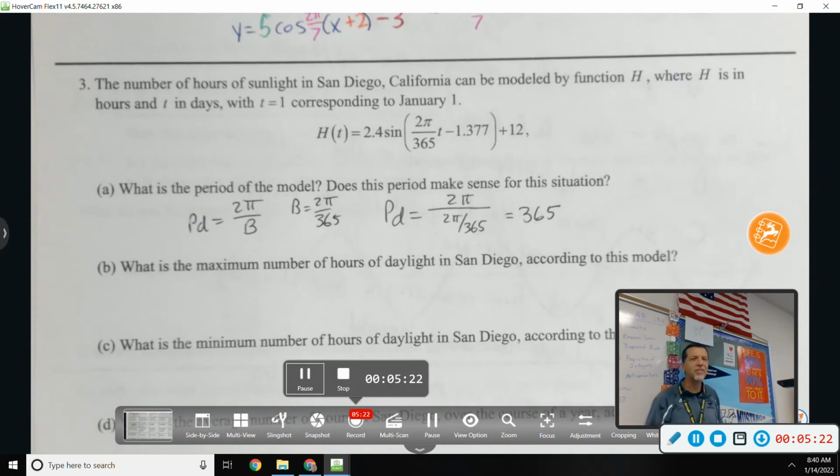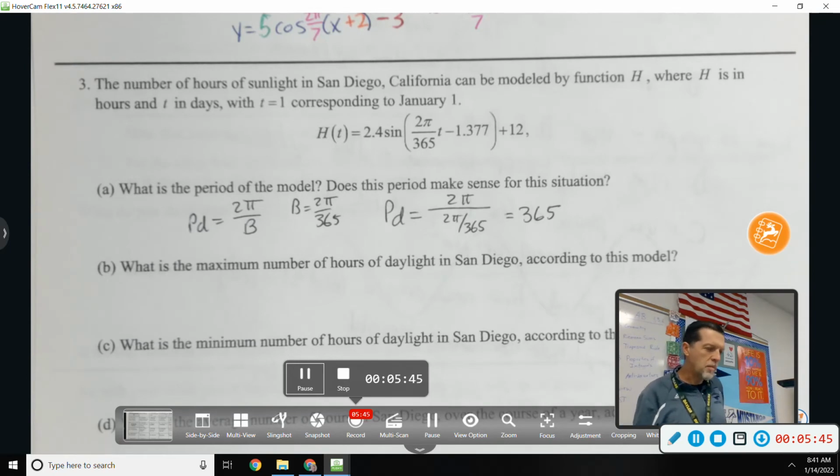I like that question. Does this period make sense for this situation? Why yes? There's 365 days in a year. So, unless it's leap year, or the 0.25 thing. There's 365 days in a year. So one cycle, one period, is 365 days.